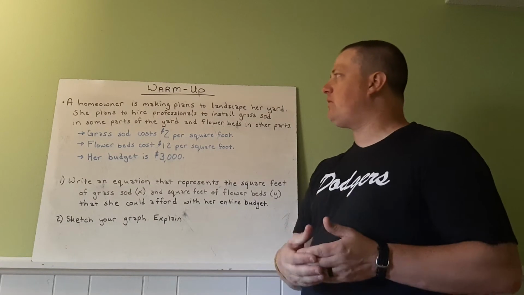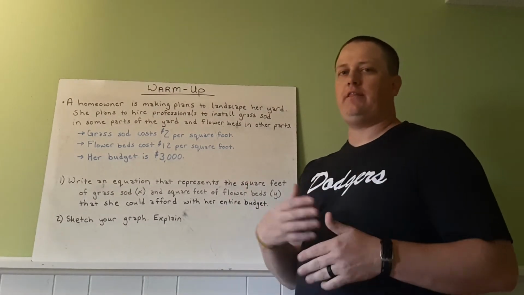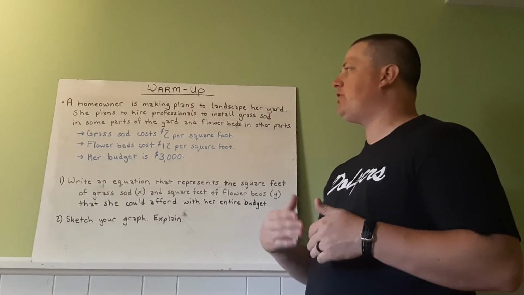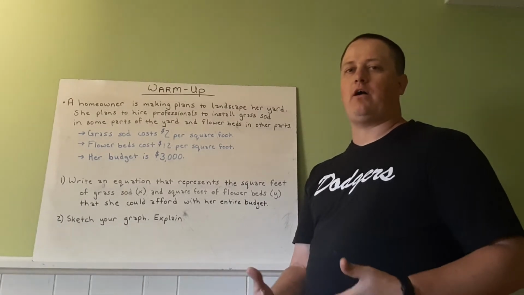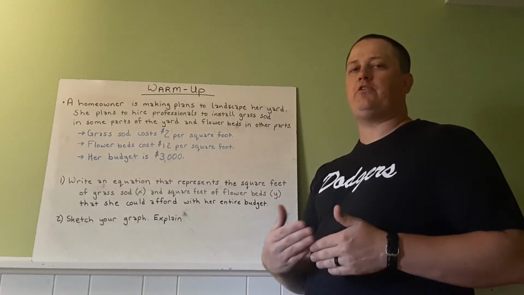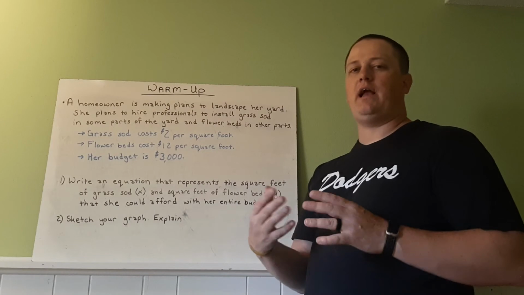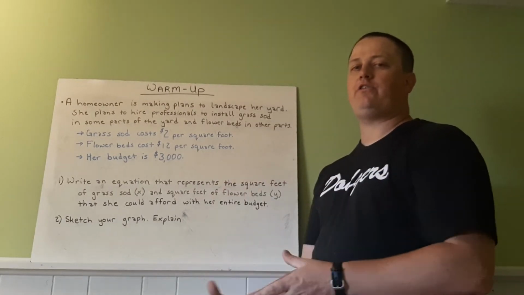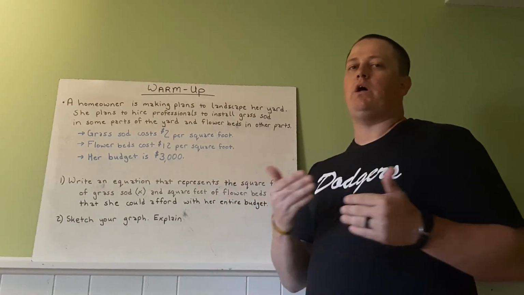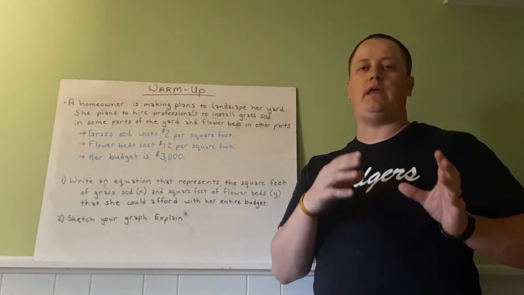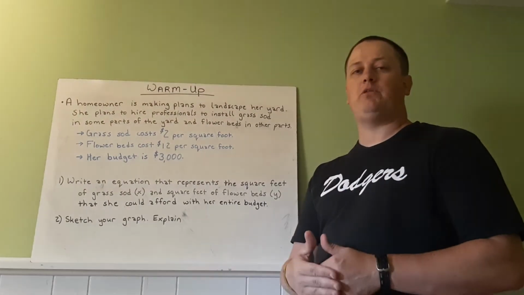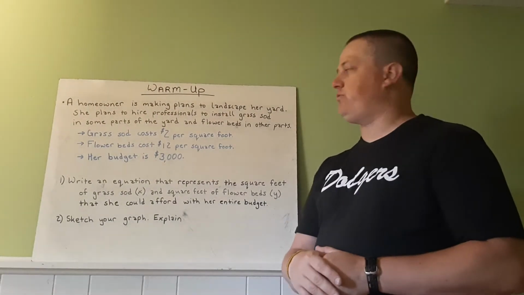All right, so here's our warm-up. We want to look at this situation of a homeowner who wants to landscape their yard and understand the constraints to create an equation for that. And then our understanding of making this equation will help us for how we can make an inequality for a similar situation or any situation.